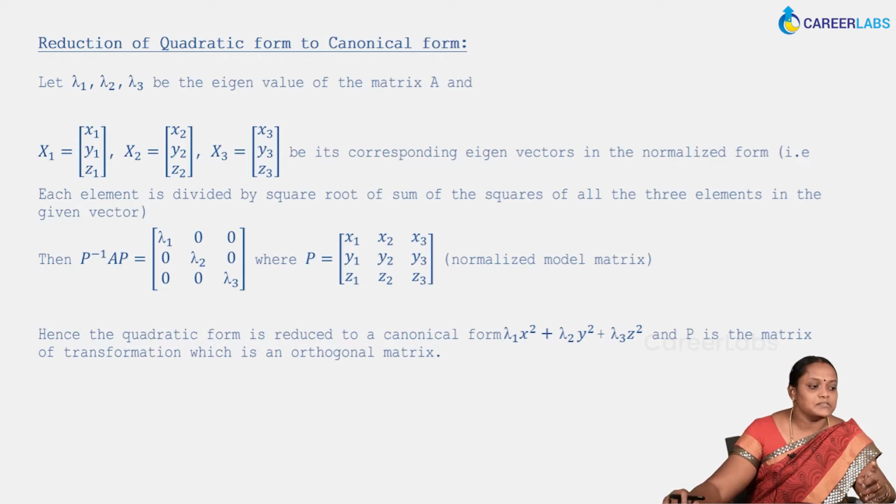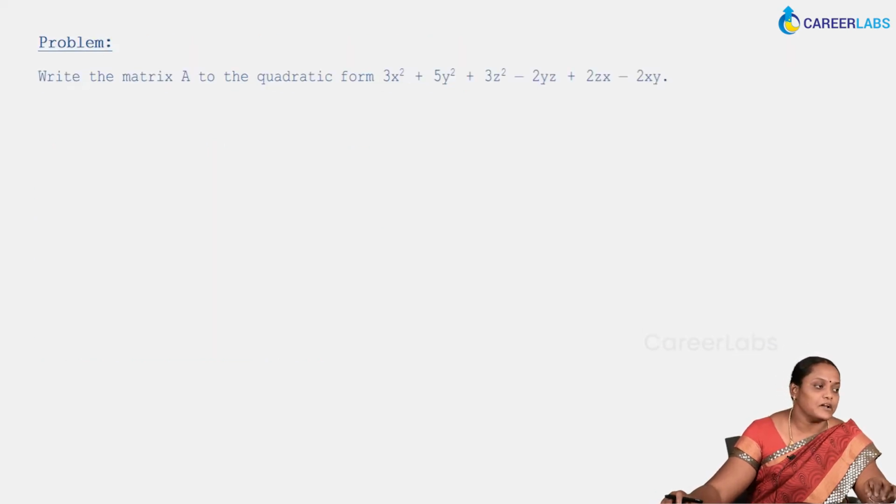So, once you get this, hence the quadratic form will be reduced to the canonical form lambda 1 x square plus lambda 2 y square plus lambda 3 z square. And P we call the matrix of transformation, which is nothing but an orthogonal matrix.